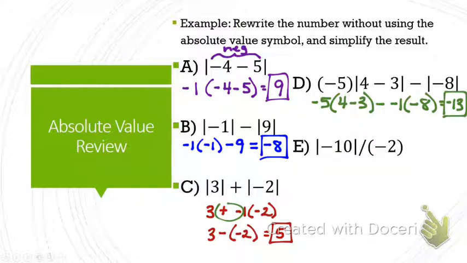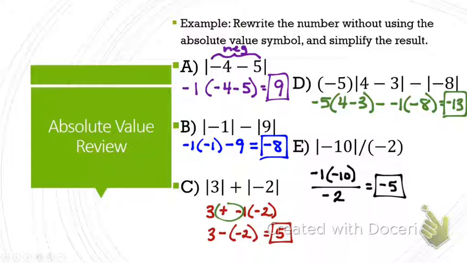And last one on this screen. I have absolute value of -10 divided by -2. How do I rewrite this without absolute value so that it evaluates the same? -1 times -10 over -2. And this evaluates to? -5.